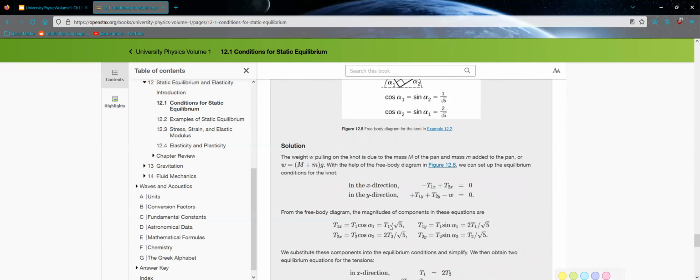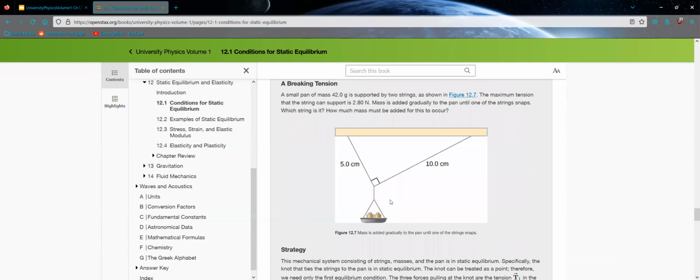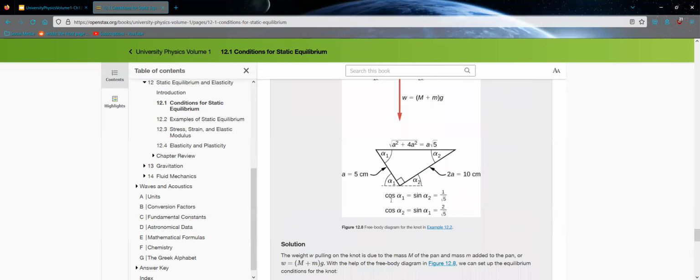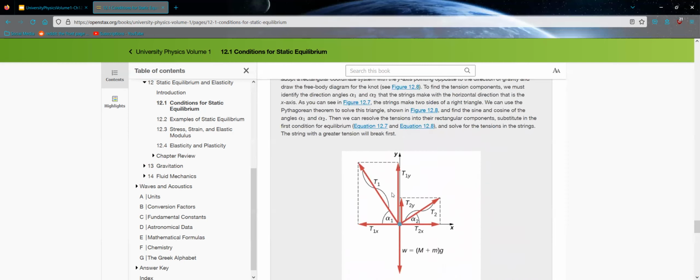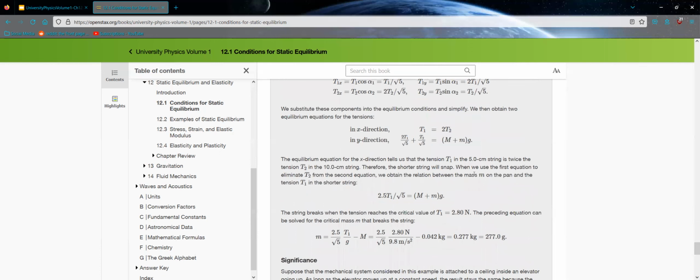This is due in large part to the fact, of course, that the shorter string is also receiving more of the weight in its y component because it's pulling straight down. So since we know the shorter string is the one that's going to snap, this 2T1 over square root of 5, that's what we think we need to solve for. At what point does that snap? Therefore, the shorter string will snap.